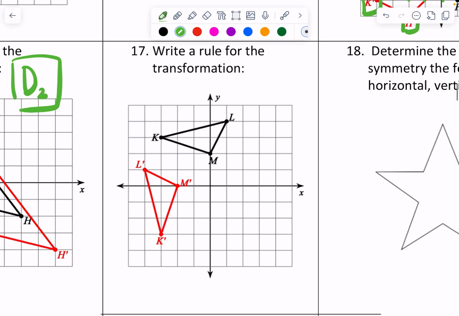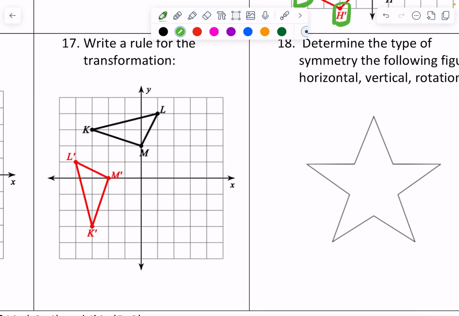And then for our next one, we're going from the black figure to the red figure. So from K, L, and M to K prime, L prime, and M prime. And this looks like a rotation. So let's see here. From L to L prime, looks like we rotated just 90 degrees. So let's see if our 90-degree rule is right.